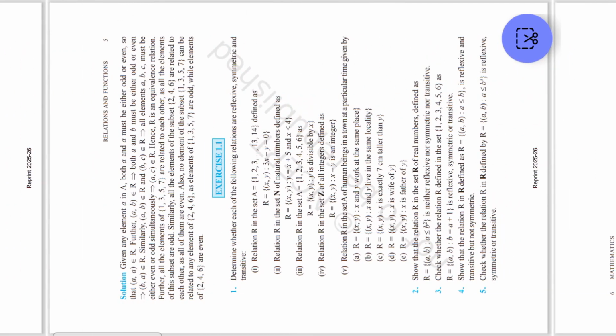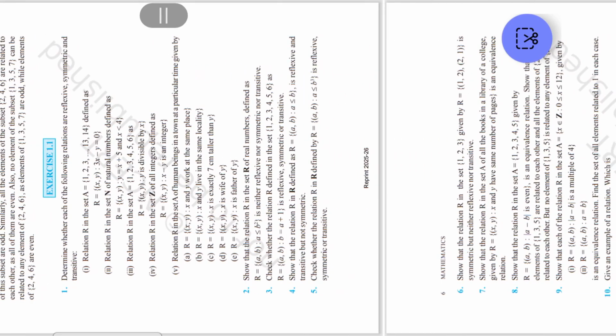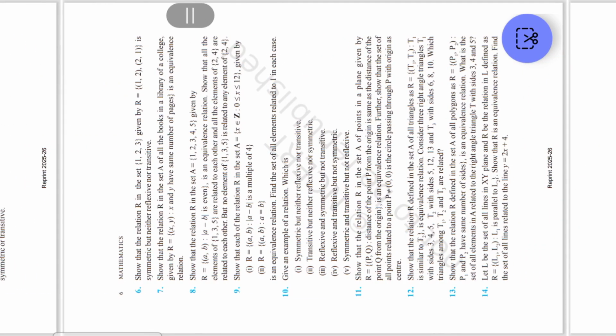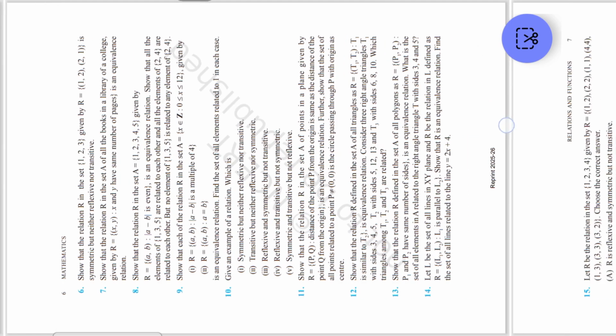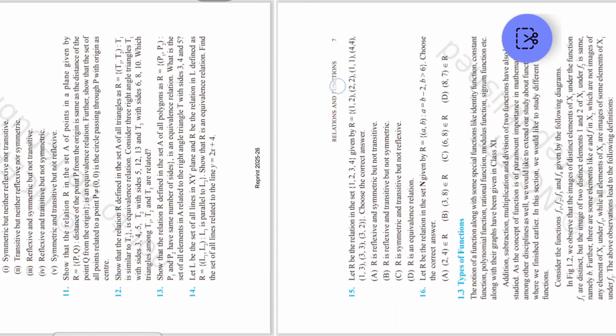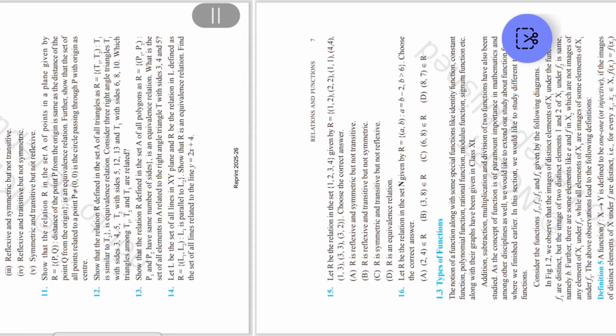And in exercise 1.1, the second question is important, first the second question, and the fourth question D is important, and 2, 3, 4, 5 of 1.1 is important, and the ninth one, in the ninth both are important for 3 marks questions. These are all the 3 marks questions in the relation and function chapter.